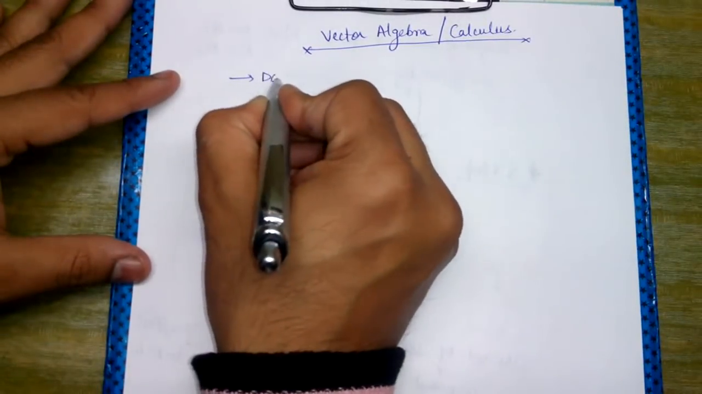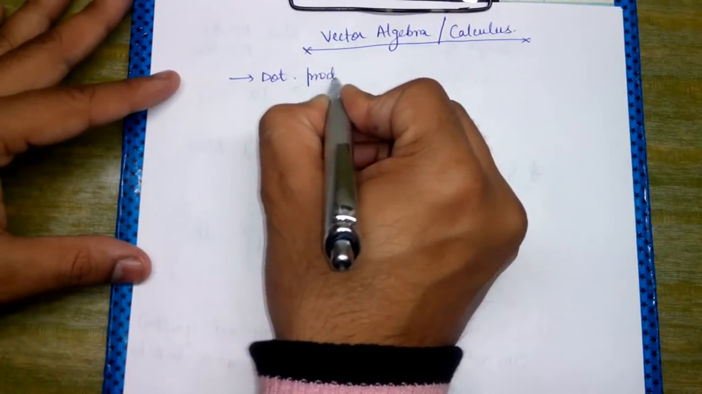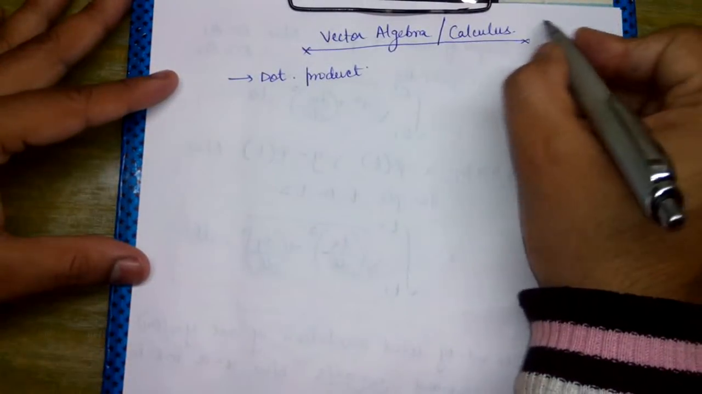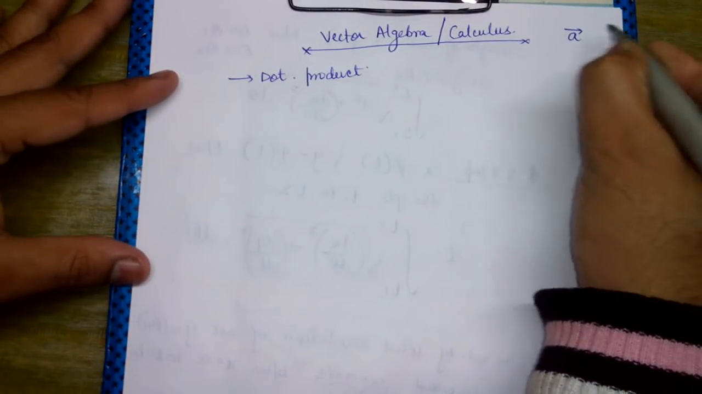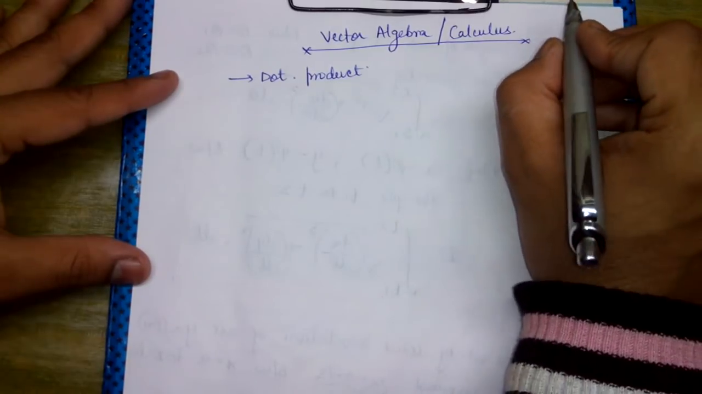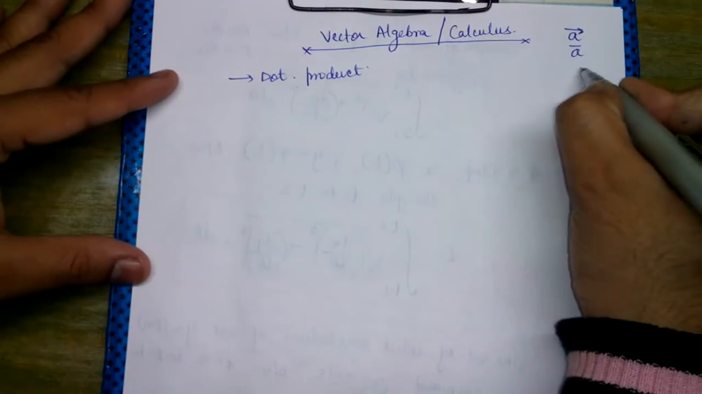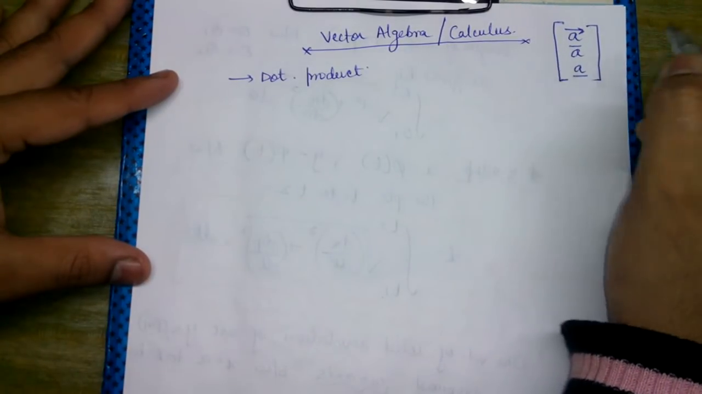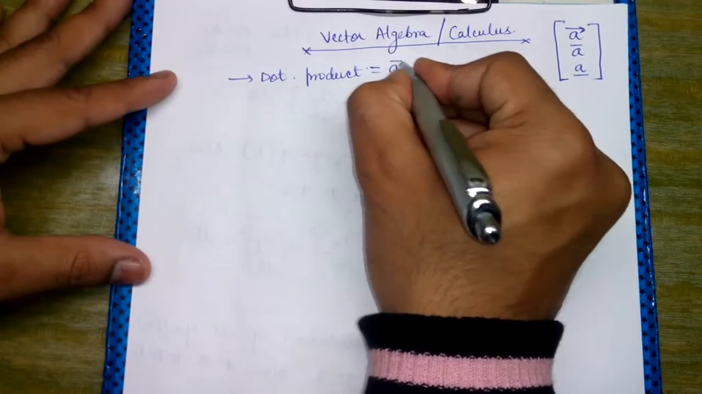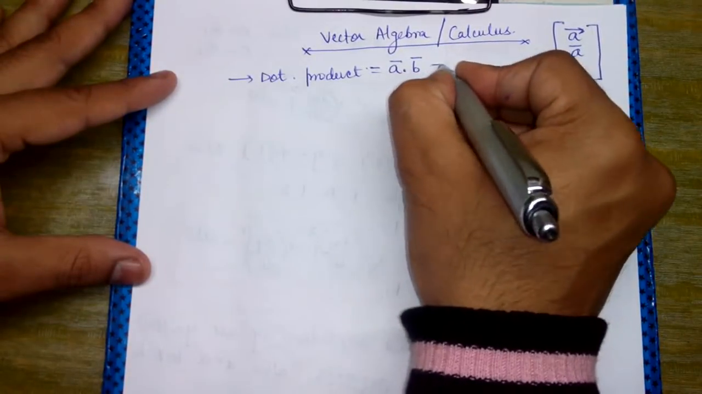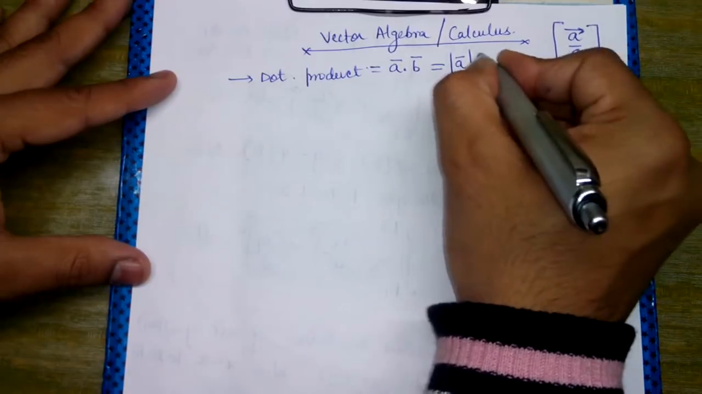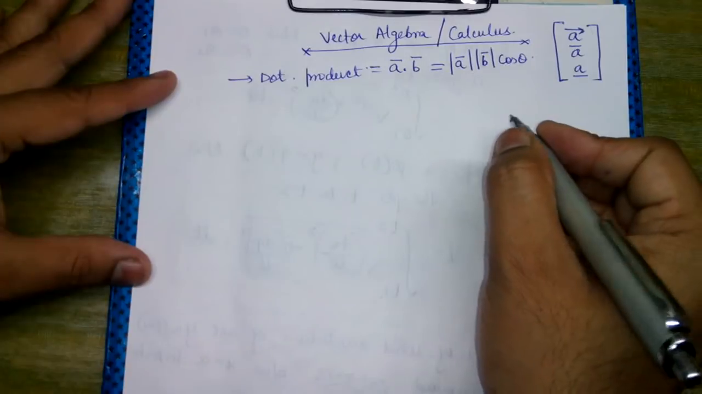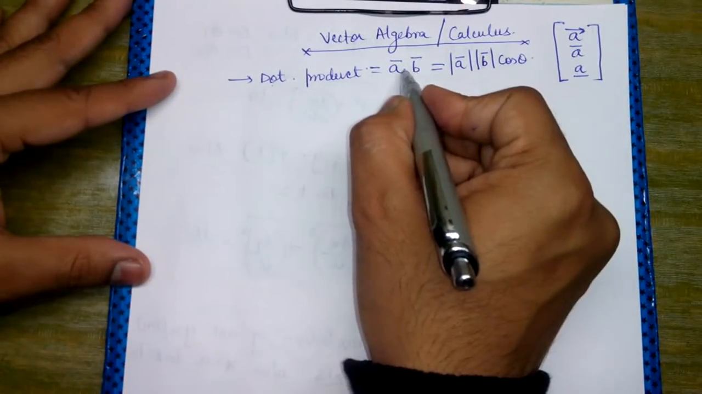So the first topic that I will be discussing is the dot product. Before the dot product, I would like to tell you that in order to represent a vector, we simply represent it by an arrow, or it can also be written like this, or like this. So all the three ways are used for the representation of vectors. The dot product, vector A dot vector B, simply means mod of vector A, mod of vector B, into cosine of the angle between these two vectors.